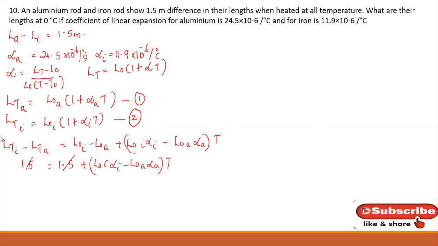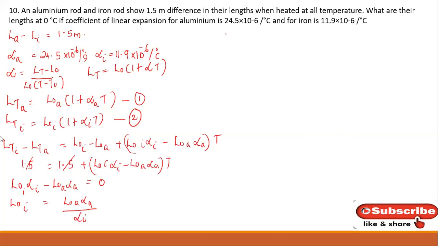1.5 will get cancelled, or we will get 0 is equal to L0I alpha I minus L0A alpha A into T. On taking T to the other side, 0 by T will become 0. So we will get L0I alpha I minus L0A alpha A is equal to 0. Or L0I is equal to, taking minus L0A alpha A to the other side, it will become plus L0A alpha A upon alpha I.